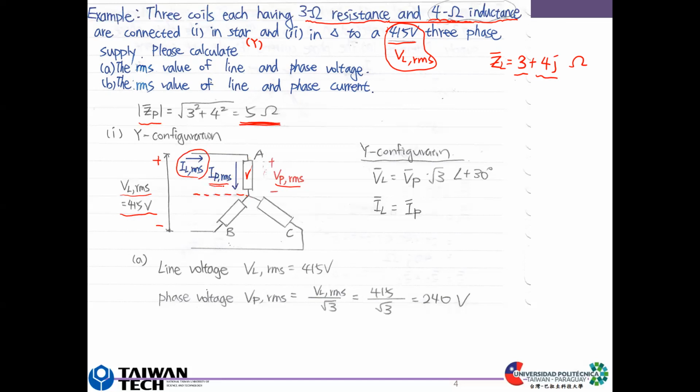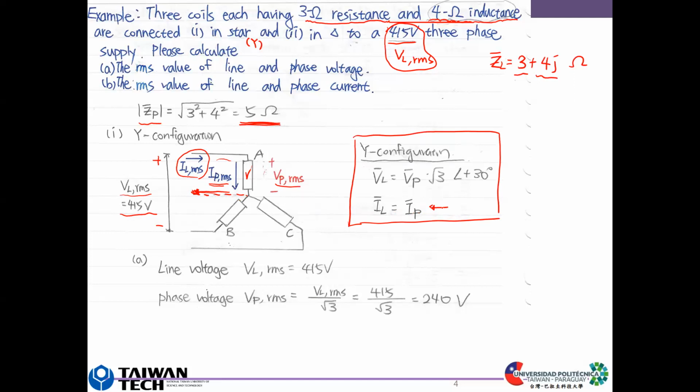And the phase current means the current flowing through the load. And in this case, it goes back through the neutral line. Although the current in the neutral line will be canceled, so there's actually zero current in the neutral line, that's how it forms a loop. Okay, so we know for the Y configuration, the line current equals the phase current.